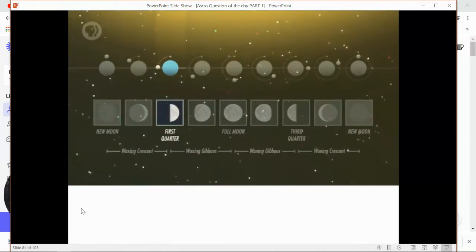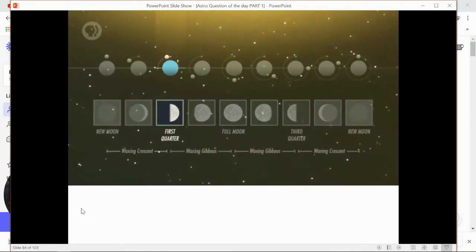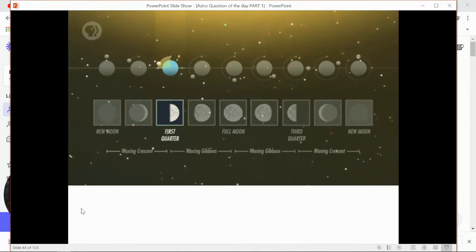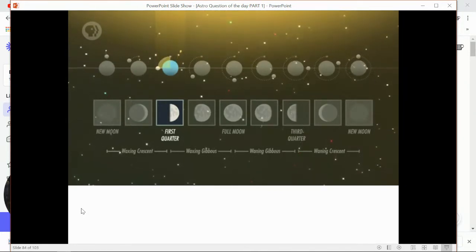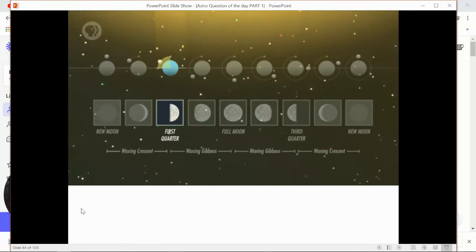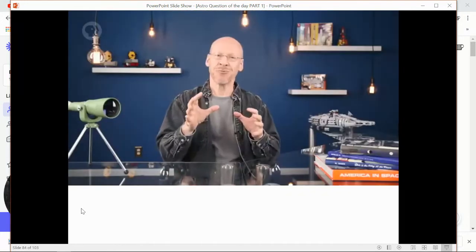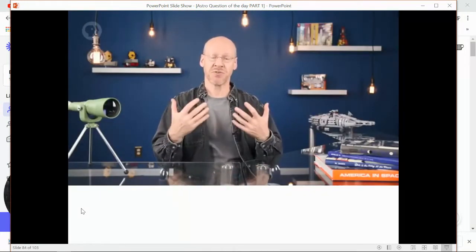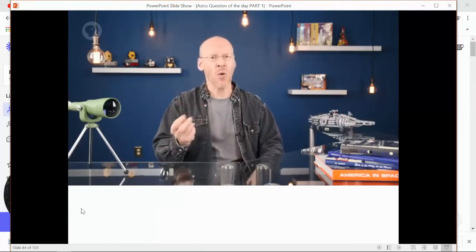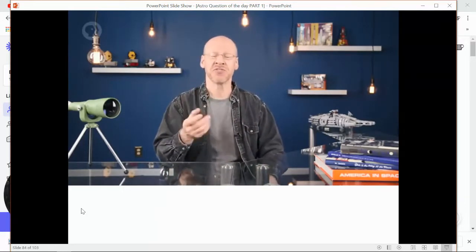Confusingly, this phase is properly named first quarter because the moon is 1/4 of the way through its cycle, 1/4 of the way through its orbit around the Earth, even though it looks half full. So it's not really the half full moon. Astronomers prefer first quarter. So if you want to sound all astronomery, then you should call it that.